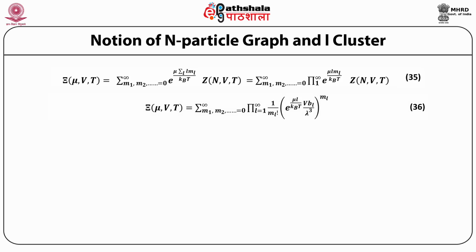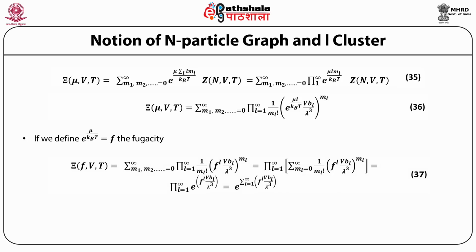or Ξ(μ, V, T), also called the grand partition function, equal to the summation over m1, m2 and so on from 0 to infinity of the product over l from 1 to infinity of 1 upon m_l factorial (e raised to power μ l upon k_BT V b_l upon λ³) raised to power m_l. If we define e raised to power μ upon k_BT equal to f, the fugacity, the grand partition function Ξ as a function of fugacity f, volume V and temperature T is equal to the summation over m1, m2 and so on from 0 to infinity.